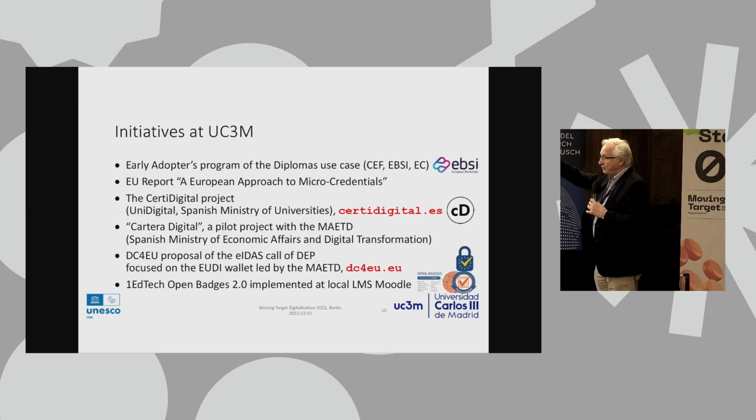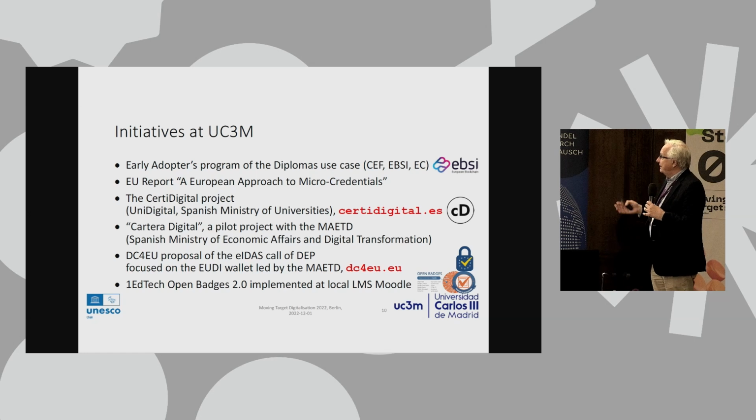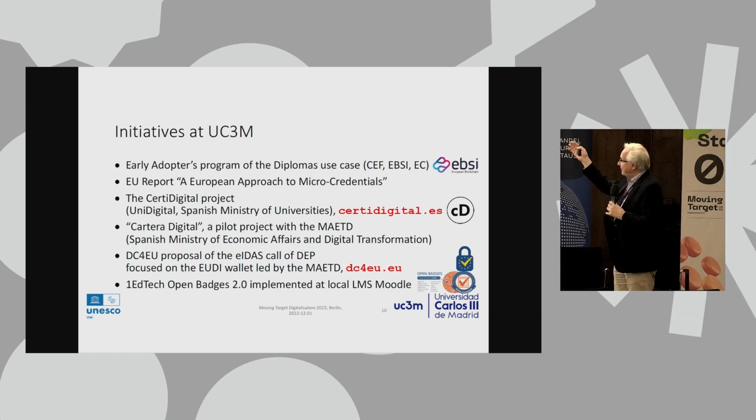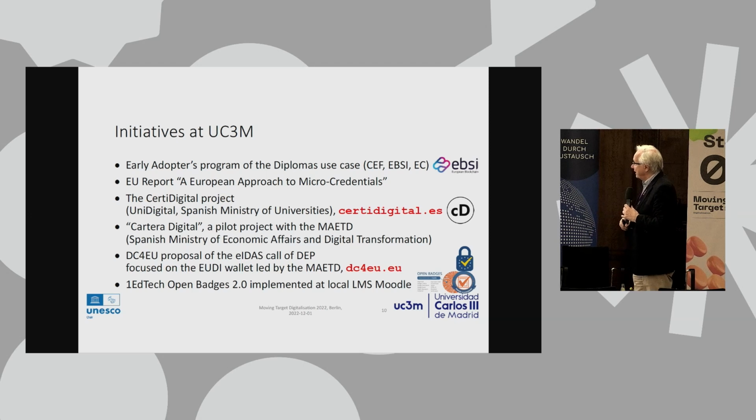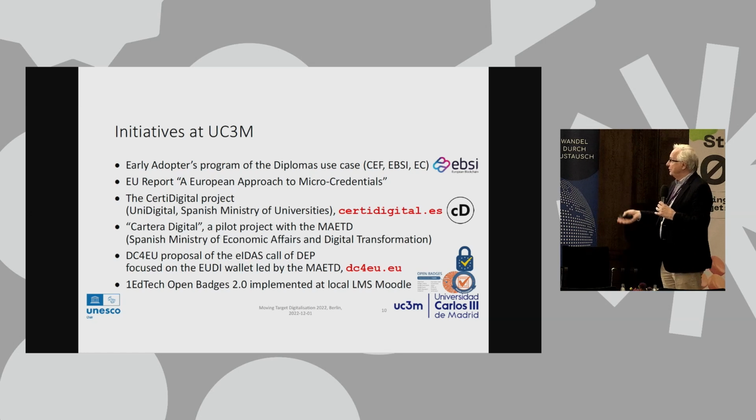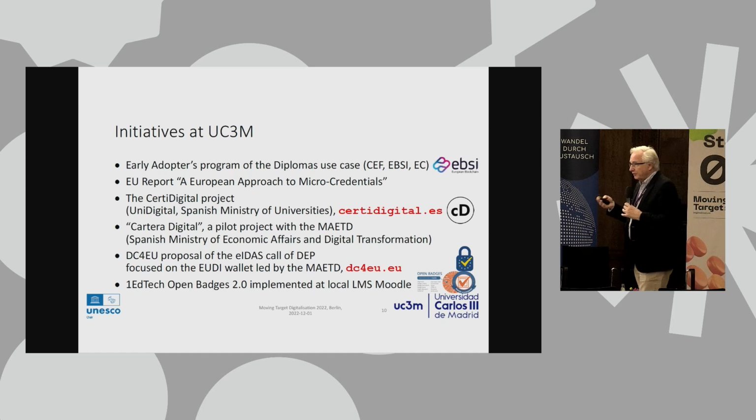We have been at UC3M, my university in Madrid, participating in many different activities. We have been in the EPSI Early Adopters Program for the Diplomas use case, and the EU report as an advisor on the European approach for microcredentials. We are leading an effort with 23 universities, public universities in Spain, to provide a service for digital certification, etc. We are in the proposal DC4EU, which will come out soon, with 82 participants from 23 countries. We have Moodles and LMS where we have open badges.